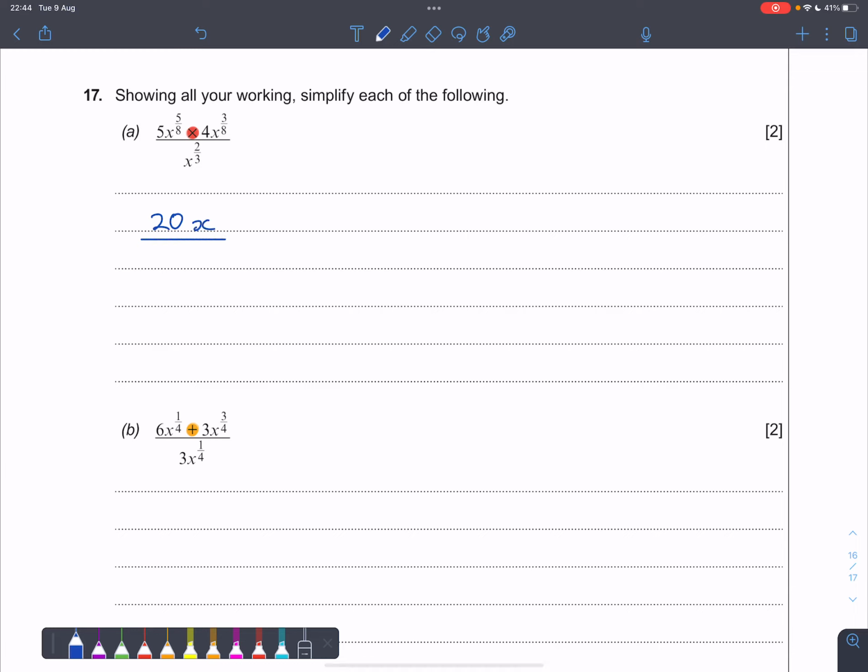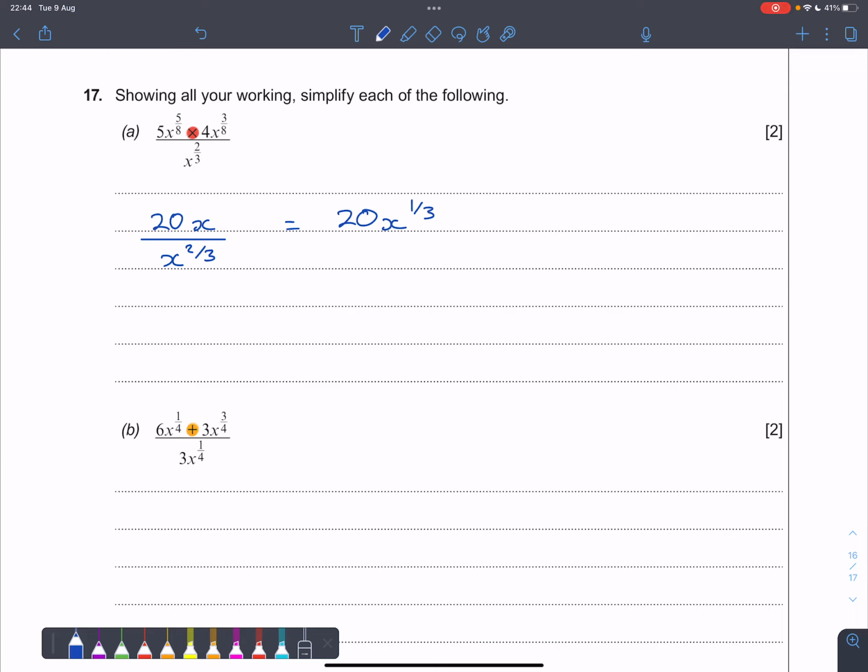Divide that by x to the power of 2/3. Now, dividing things that have the same base, you subtract the powers. So that's 1, x to the power of 1, take away the 2/3 from the x to the 2/3, which just leaves you with 1/3. So that will leave me with 20x to the 1/3. Okay, that's how you do the multiplication.